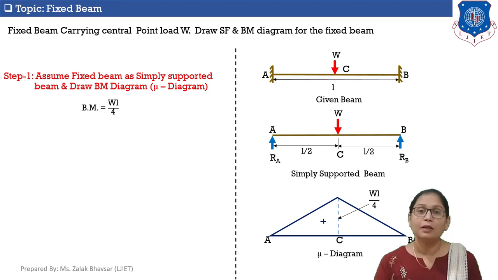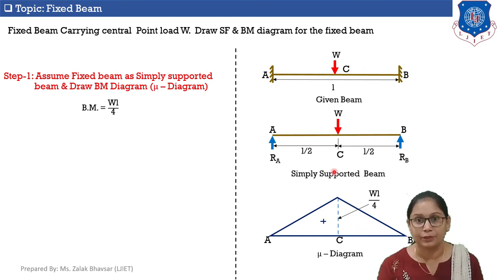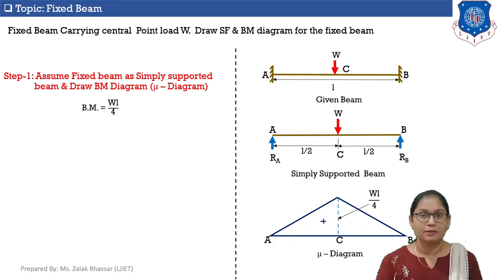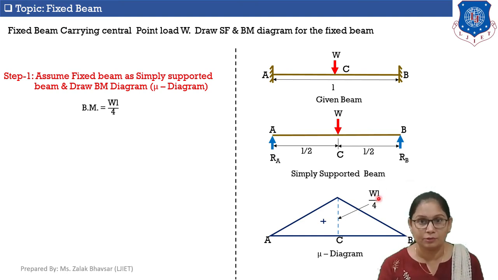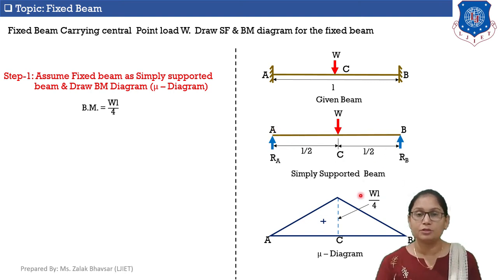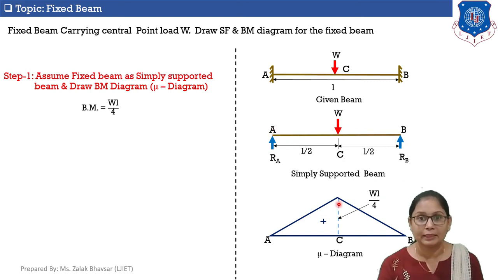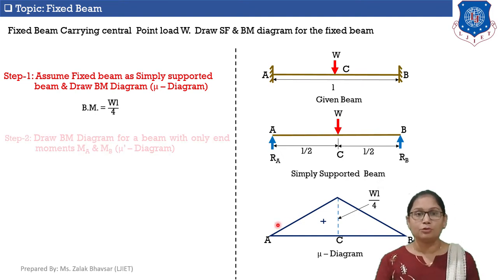Okay. Now, this triangle represents the bending moment diagram for the simply supported beam. This diagram is also known as Mu diagram. Now, you know that at points B and A, the moment is equal to 0 and at point C the moment is WL by 4. Now in between points A and C and B there is no load, so the bending moment diagram will be a straight inclined line. Now let's move to step number 2.